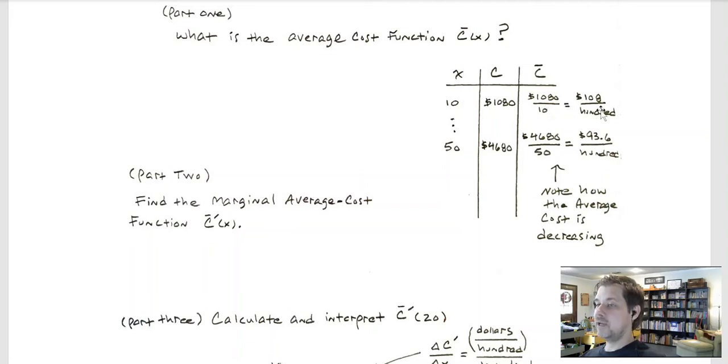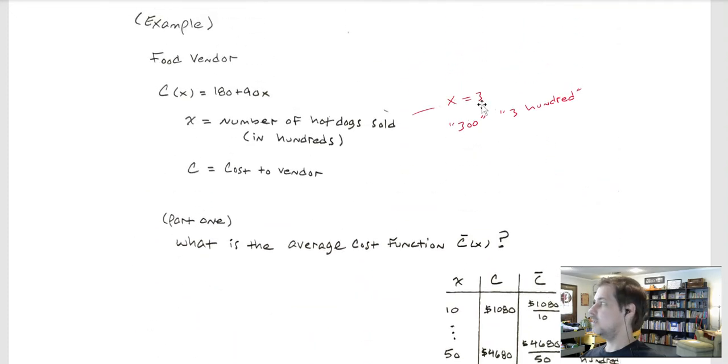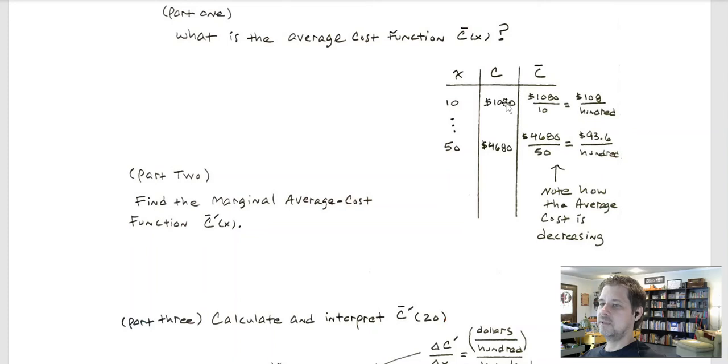Now, I can reduce that. I can divide the 1,080 by 10, and I'll get 108. But that leaves behind that verbal 100, because remember, if X is 3, that means 300. So the cost of selling 1,000 hot dogs is $1,080 divided by 10. I divide the 10 into it and leave the 100 behind verbally. So on average, it's going to cost $108 per 100 hot dogs.